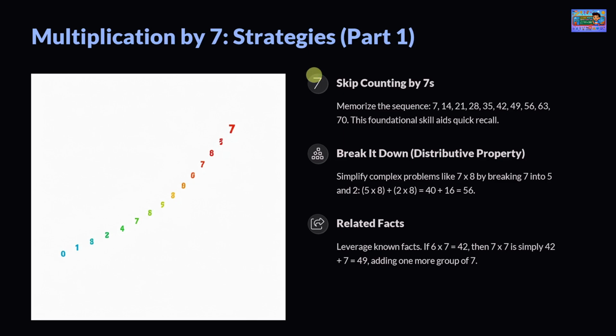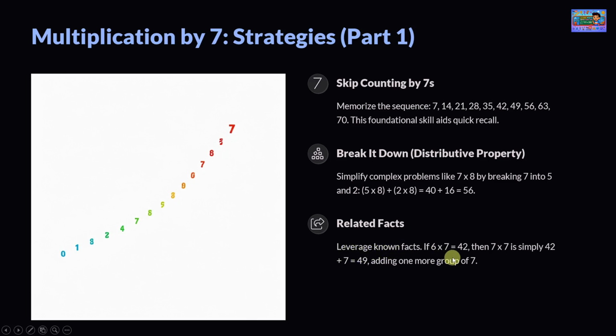Multiplication by 7, strategies, part 1. Skip counting by 7: memorize the sequence 7, 14, 21, 28, 35, 42, 49, 56, 63, 70. This foundational math skill helps quick recall. Break down complex problems like 7 times 8 by splitting 7 into 5 and 2. 5 times 8 plus 2 times 8 equals 40 plus 16 equals 56.